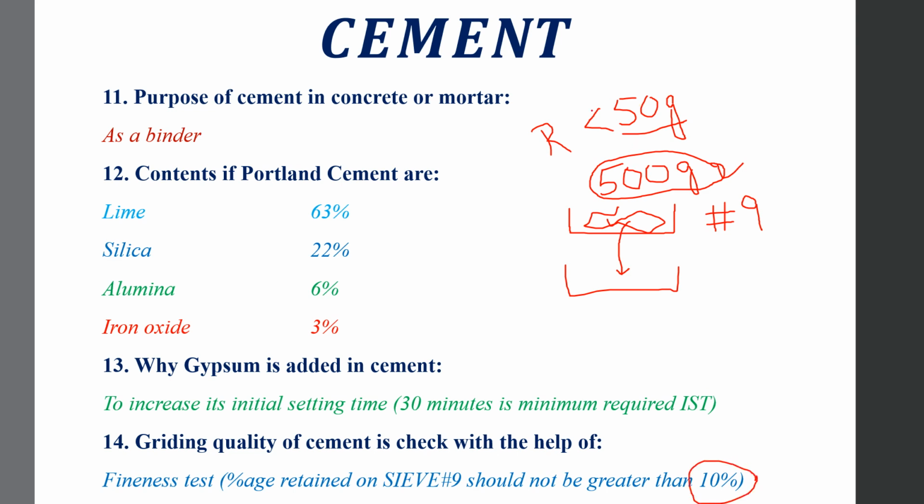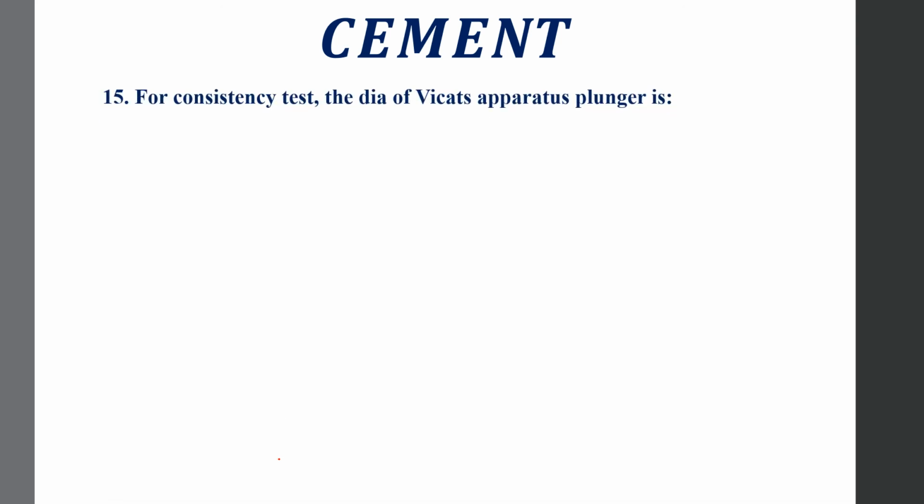The percentage retained should be less than 10% for number 9 sieve. Then this cement will be of good quality and its grinding is done in a good manner. The 15th and last property in this video lecture is the consistency test.